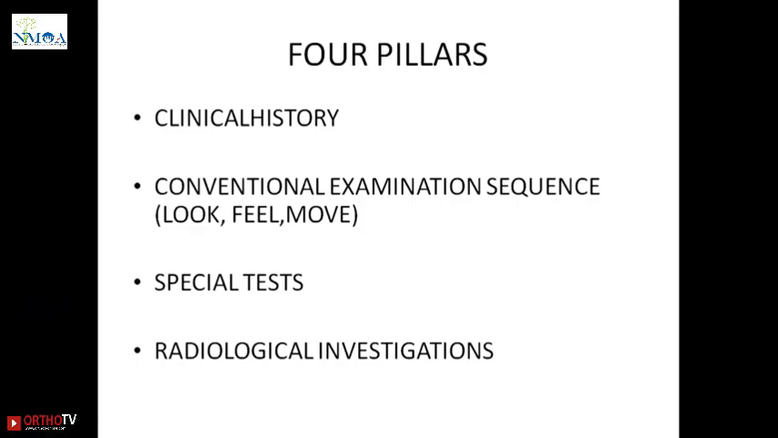So broadly, there are 4 pillars when we look at any shoulder problem. The first pillar is a good, accurate clinical history. The second is the conventional examination sequence that we follow, like look, feel and move. The third is the special test, and the fourth pillar is radiological investigations.